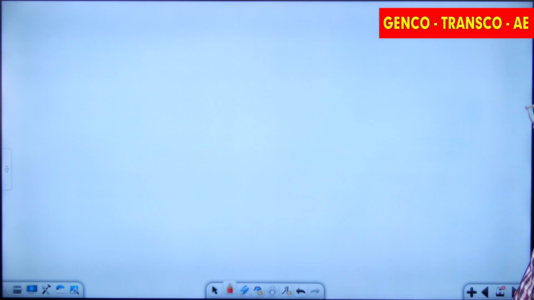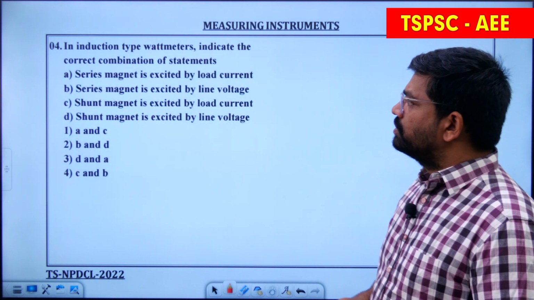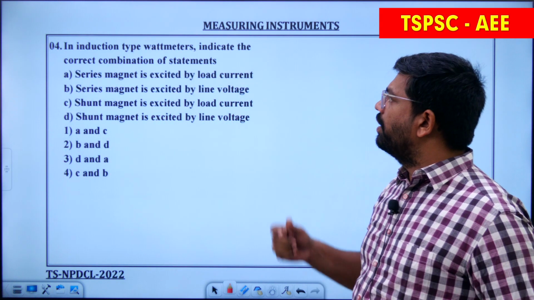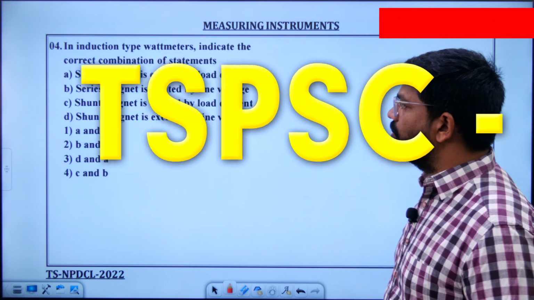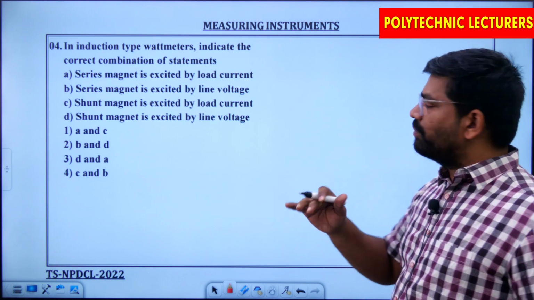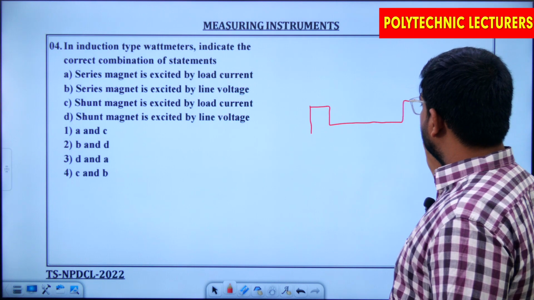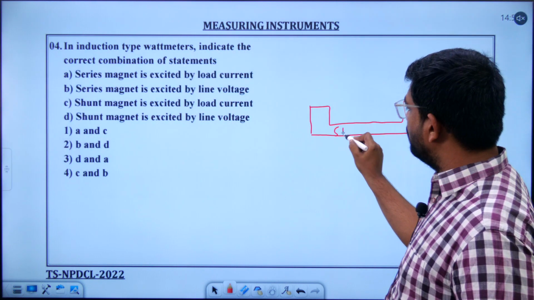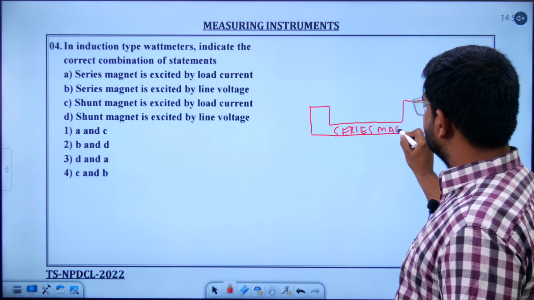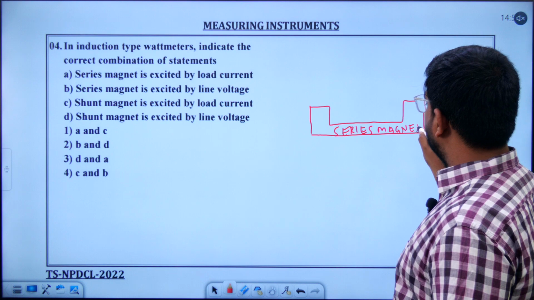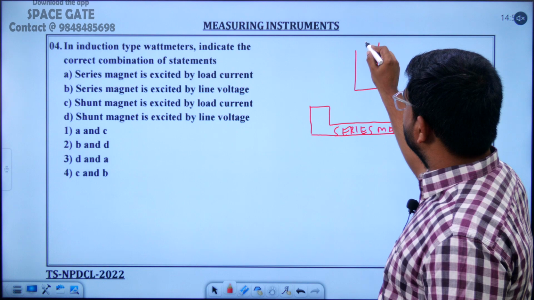It is a simple one. Induction type wattmeter: indicate the correct combination of the statements. Induction effect means, look here, I am drawing a simple diagram. This is what we can say is the series magnet, an induction kind of instrument, okay. And this one is the shunt magnet.